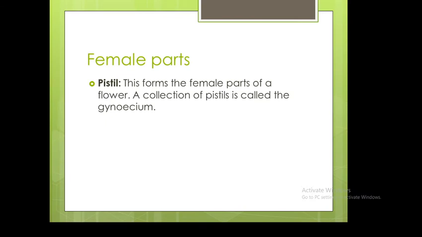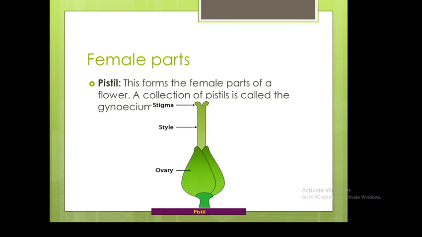The female part is called pistil, and a collection of pistils is called gynoecium. This is the structure of the female part. We have the stigma, the style, the ovary. We call it pistil.